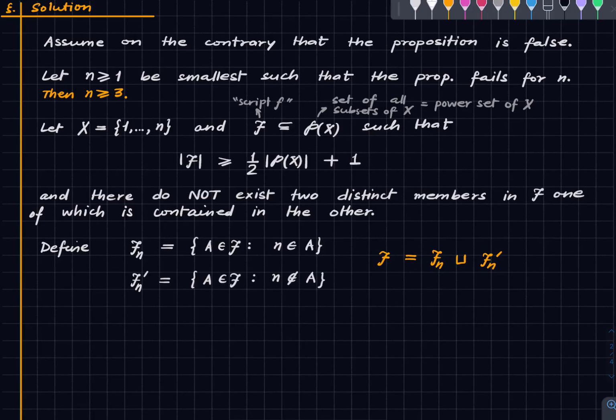So F is the disjoint union of these two things. This symbol just means disjoint union. It is expressing that these two do not intersect and that their union is this. That's just a nice notation. Okay. Also, note that thus either this or this will happen.